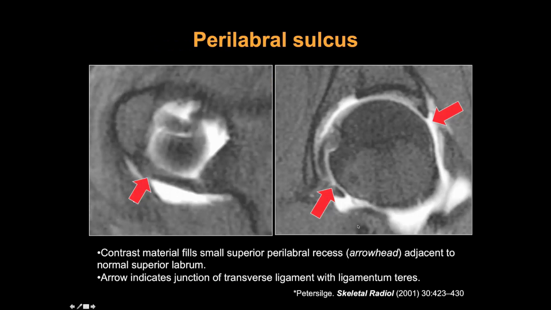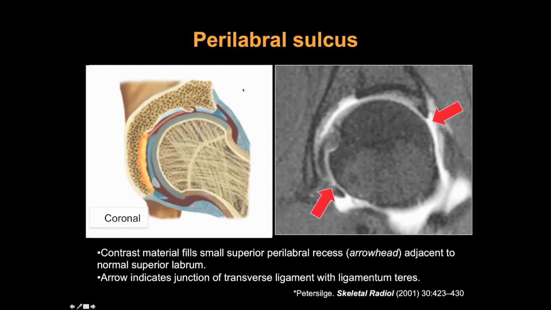The perilabral sulcus is usually seen on MR arthrogram as contrast fills the perilabral recess between the capsule and the labrum. So here we see the area of the transverse acetabular ligament with ligamentum teres femoris, and here are the areas of the perilabral recess adjacent to the normal superior labrum. So here is that area of the perilabral recess.